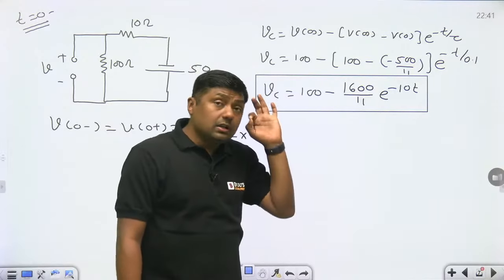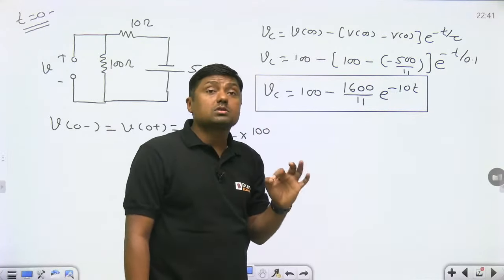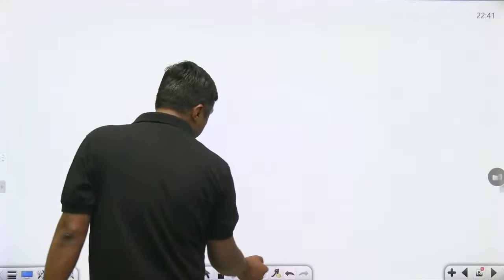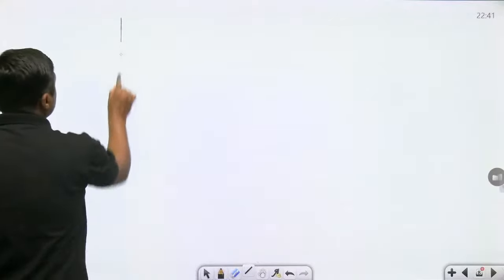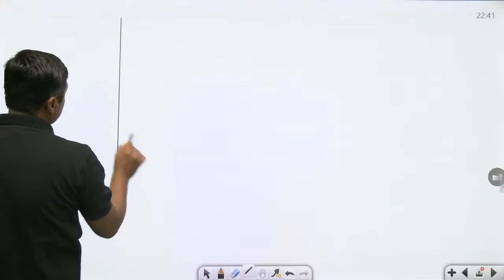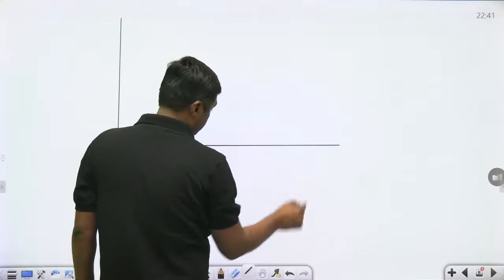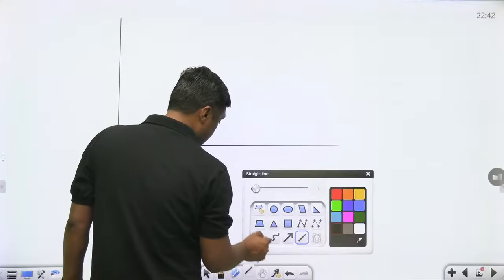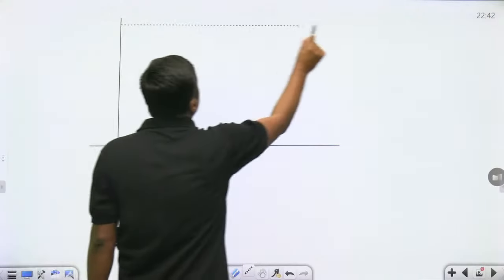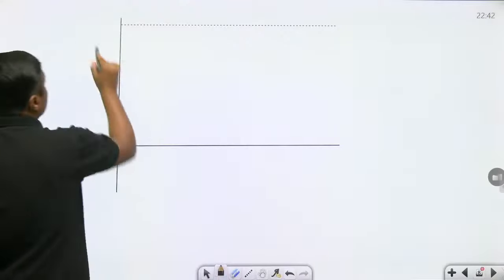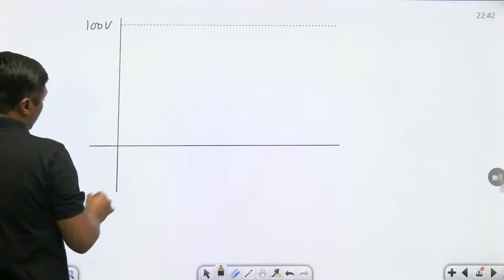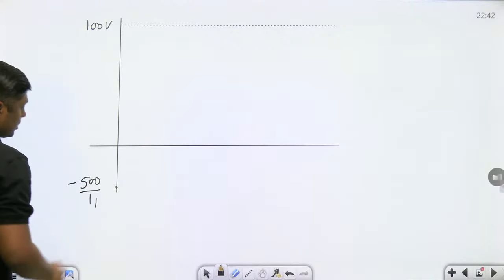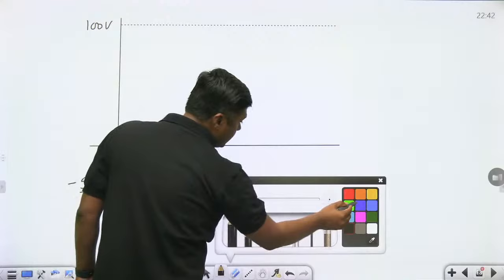Now, second thing: at which time will it cross the 0 line? Give me the answer. First of all, draw the curve. Let that be the 100 volt final value. What is the initial value? Minus 500 by 11. Now the capacitor will charge exponentially.